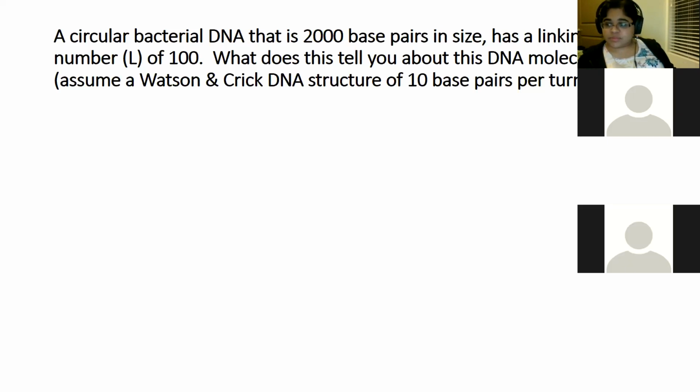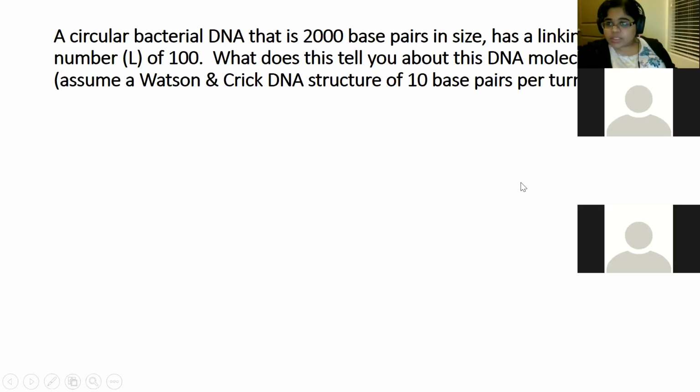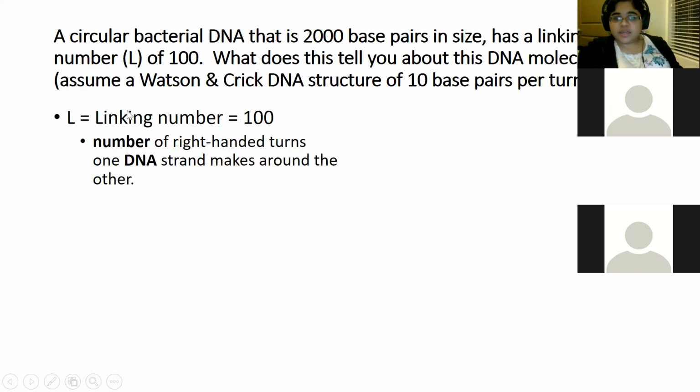Yes, so essentially, linking number is the number of right-handed turns of one DNA strand. In the double helix, you have 2 strands, right? Linking number is the number of right-handed turns that one of those strands makes around the other, okay? So you have 100 right-handed turns on that specific DNA strand.